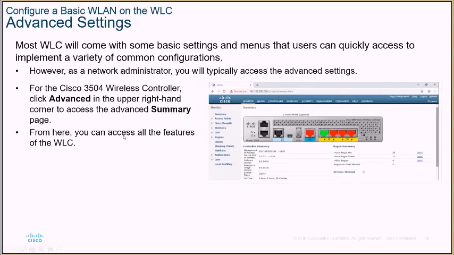Most wireless LAN controllers will come with some basic settings and menus that users can quickly access to implement a variety of common configurations. However, as a network administrator, you will typically access the advanced settings. So for the 3504 wireless controller, you can click Advanced in the upper right-hand corner and access the Advanced Summary page. So from here, you can access all of the features of the wireless LAN controller.